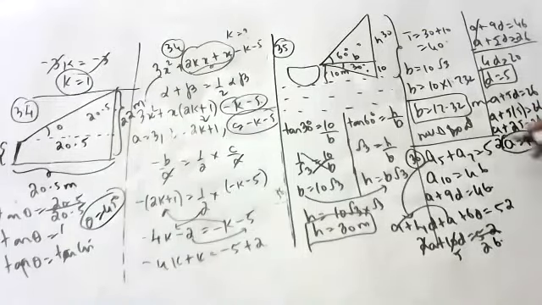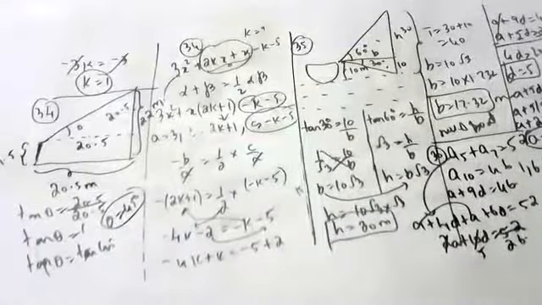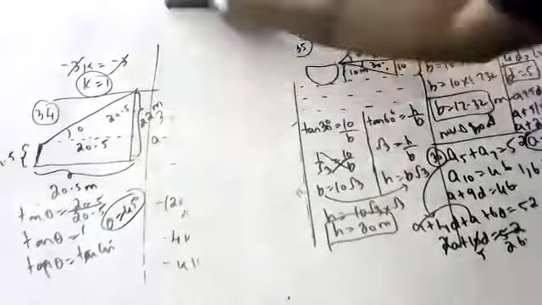What is the progression? 1, 1 plus 5, 6, 6 plus 5, 11, 11 plus 5, 16, and so on. Okay, children, like this. The last question in this. Okay. Last question is like this.